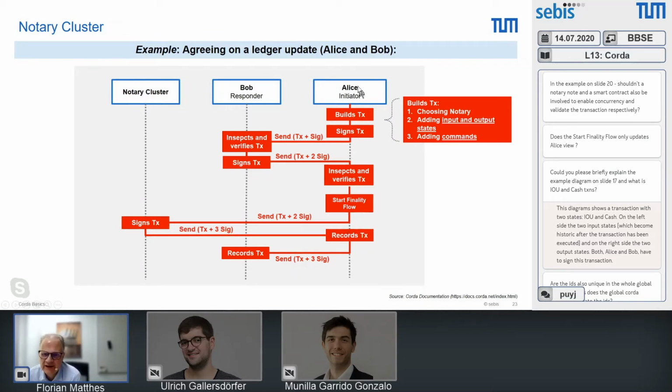Again, now Alice records this transaction in her ledger, and Bob records the transaction in his ledger, because they now know that this was a consistent and final transaction. So this is called the finality flow, which more or less tries to finalize the transaction update on the ledger. Okay, I think this was all I want to explain here.